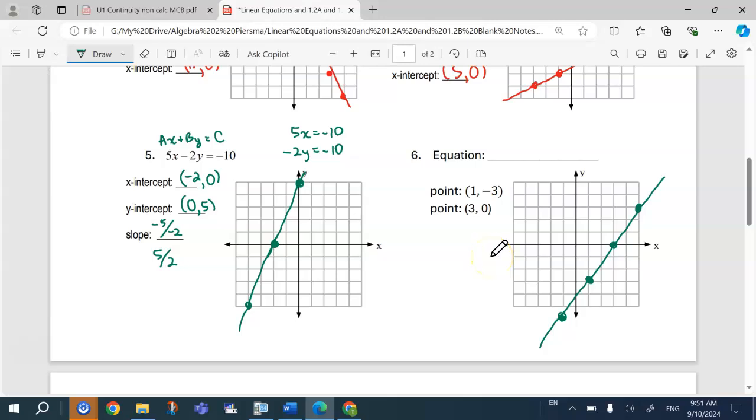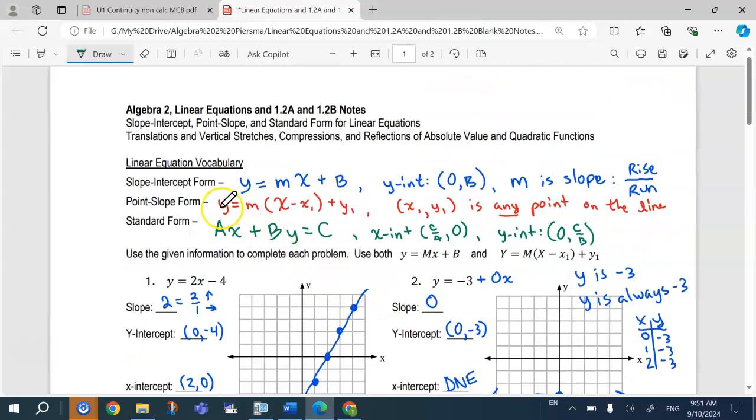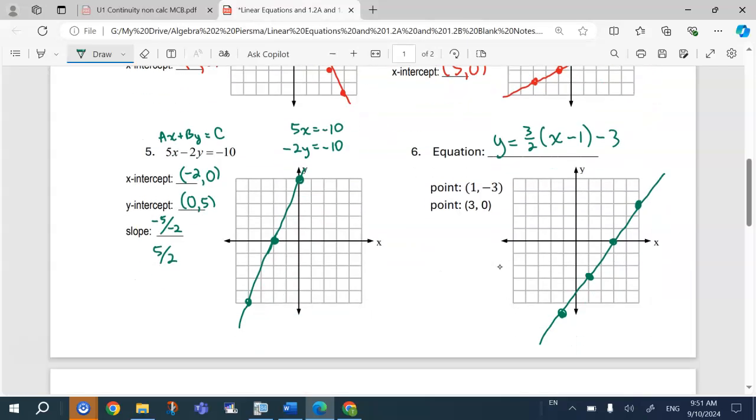But first, since I have the slope and I have a point, I'm going to write it like this, y equals, and I'll use this form up here. I'm going to use the point slope form. So I put the slope in, and I'll use parentheses x. So the slope is up 3 over 2, parentheses x. Then I do the opposite of that one, so I'll do minus 1. And then I will do the back, minus 3. So that's an acceptable answer.